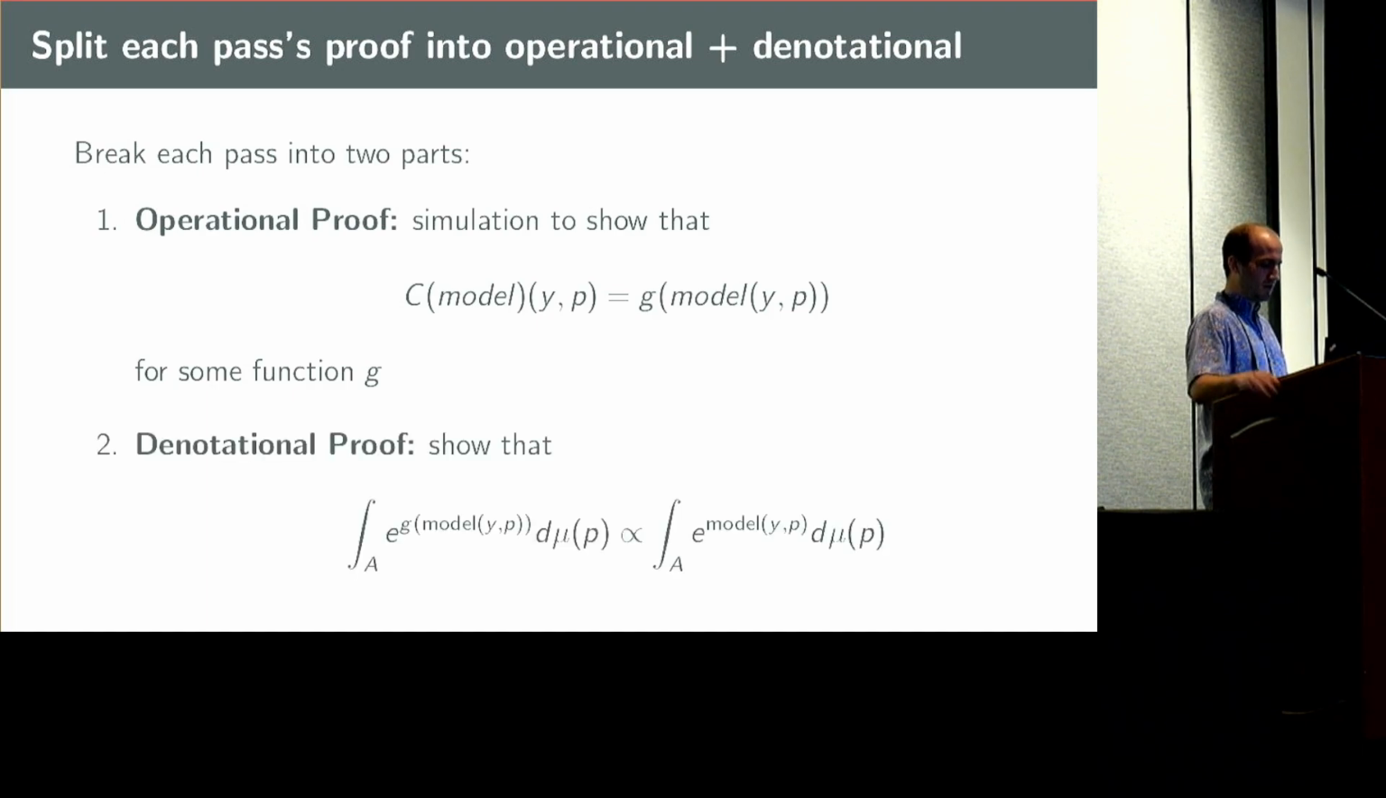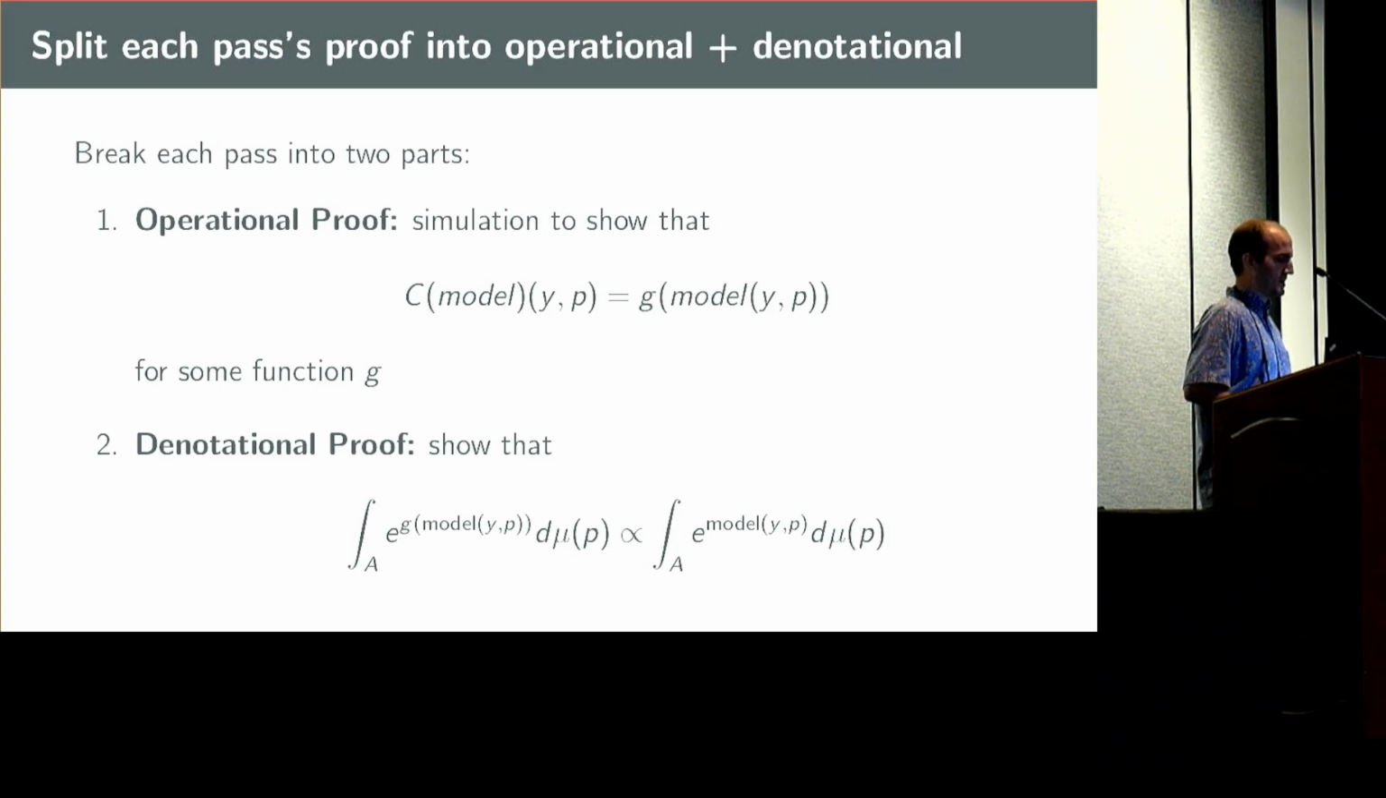And then on the denotational side, we want to argue that the integral we were looking at before is proportional to the source integral. Since we gave that recharacterization in terms of this abstract mathematical function G, this part of the proof is just reasoning about integrals. So you dust off your freshman calculus textbook and try to remember how you prove things about integrals.